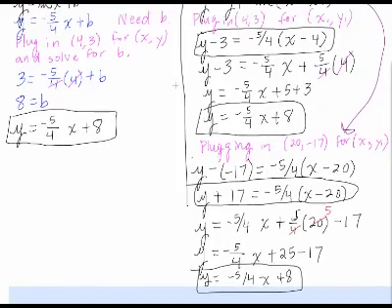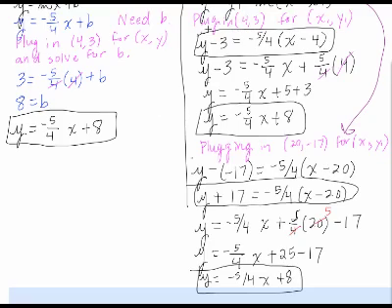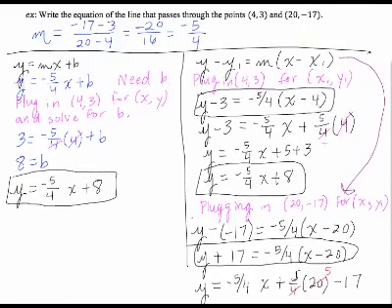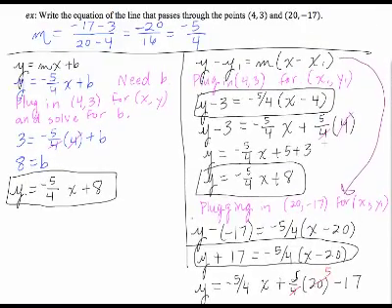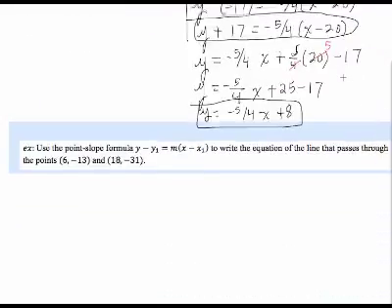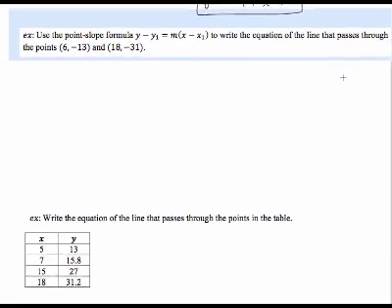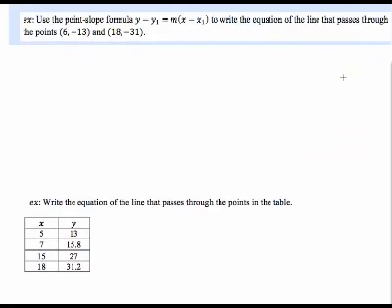So notice how you have two different versions here and here of the point-slope form, but they're really the same equation. They just look different, right? Because when you solve for y, you get the same thing. Okay, so let's look at another one. Let's use the point-slope formula to write the equation of the line that passes through those two points.